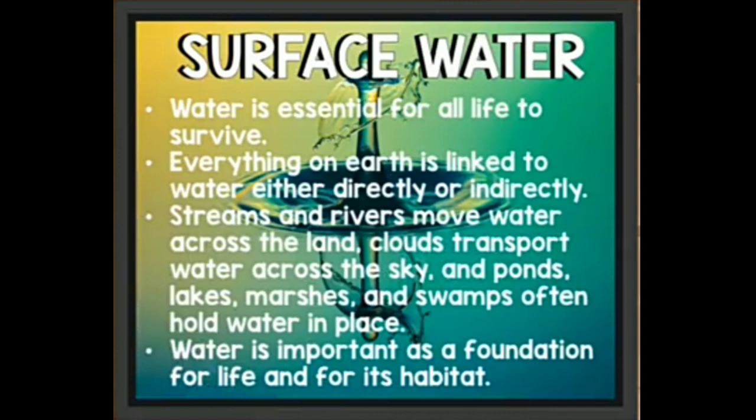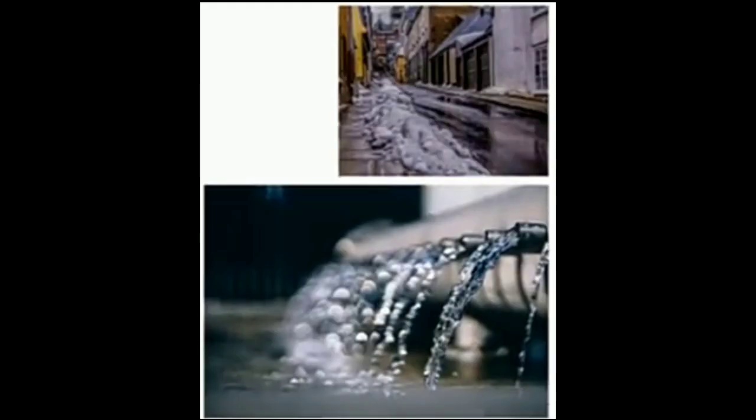Streams and rivers move water across the land. Clouds transport water across the sky. And ponds, lakes, marshes, and swamps often hold water in place. Water is important as a foundation for life and for its habitats. When it rains or snows, some of the water that falls to the surface moves as runoff. It's collected in rivers, lakes, and oceans.